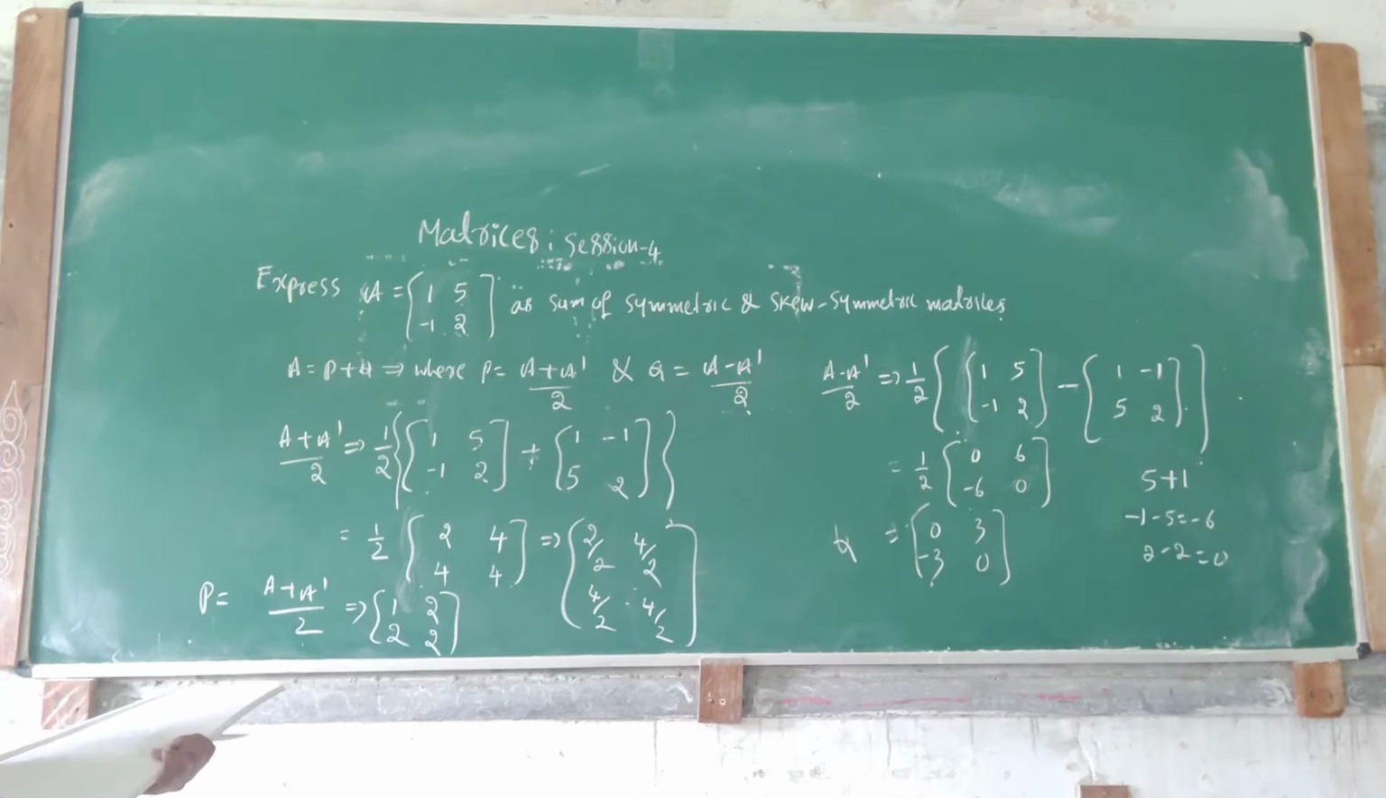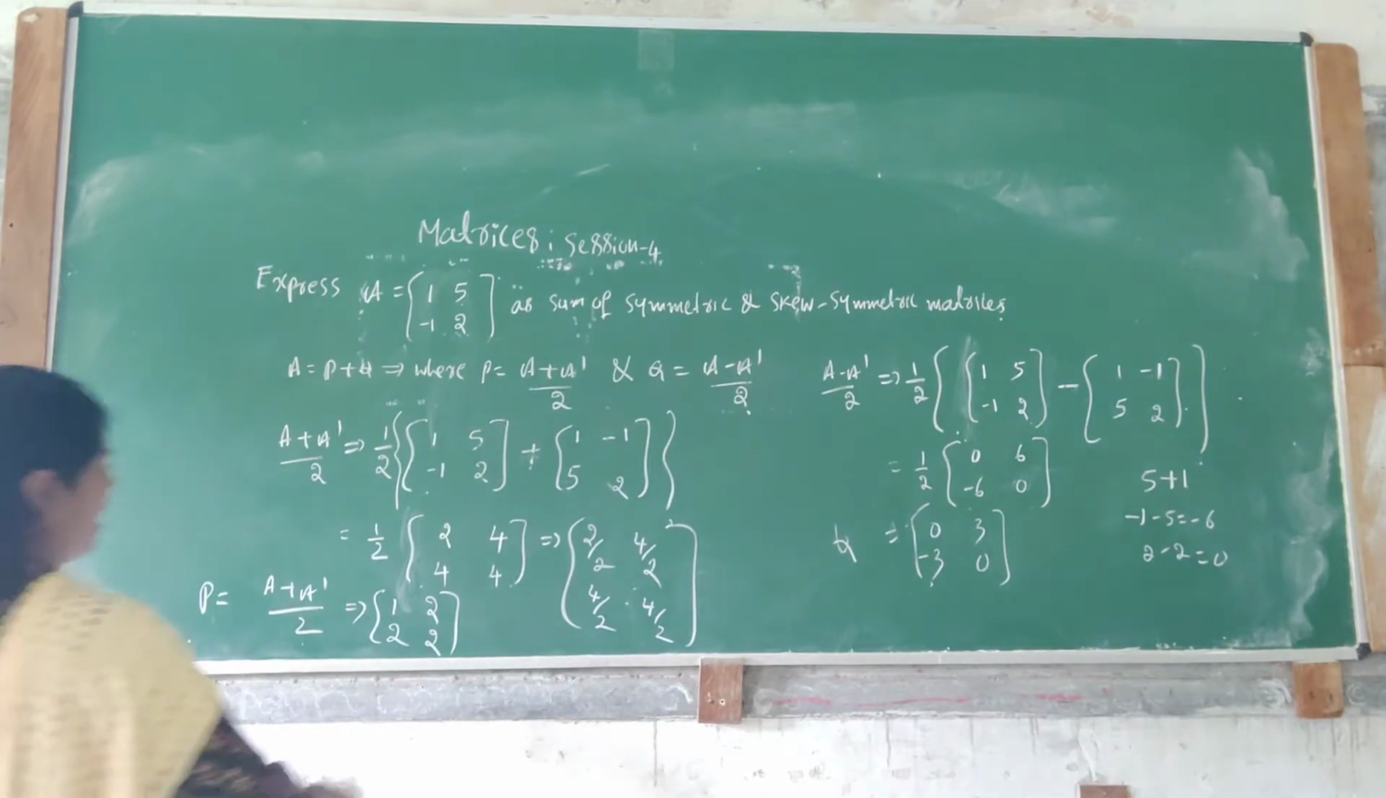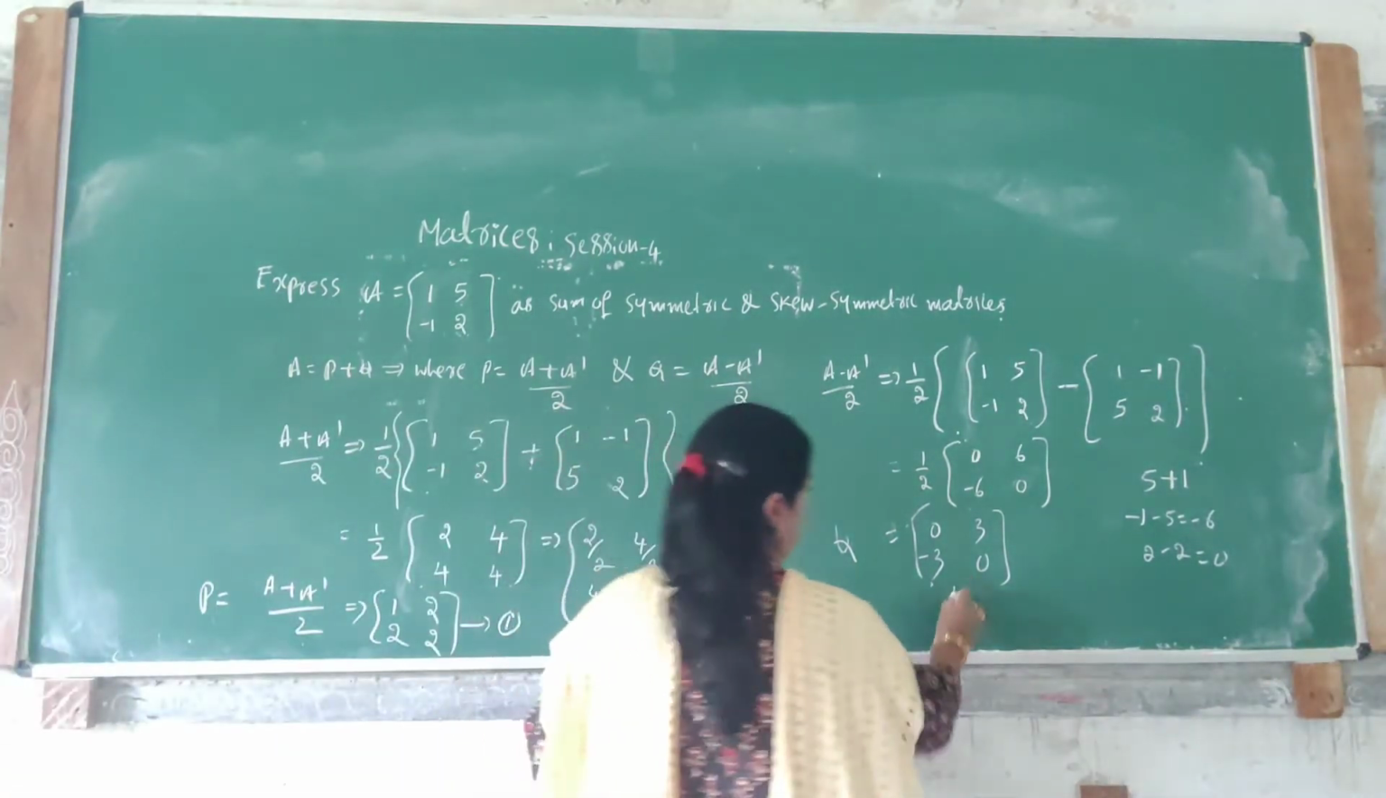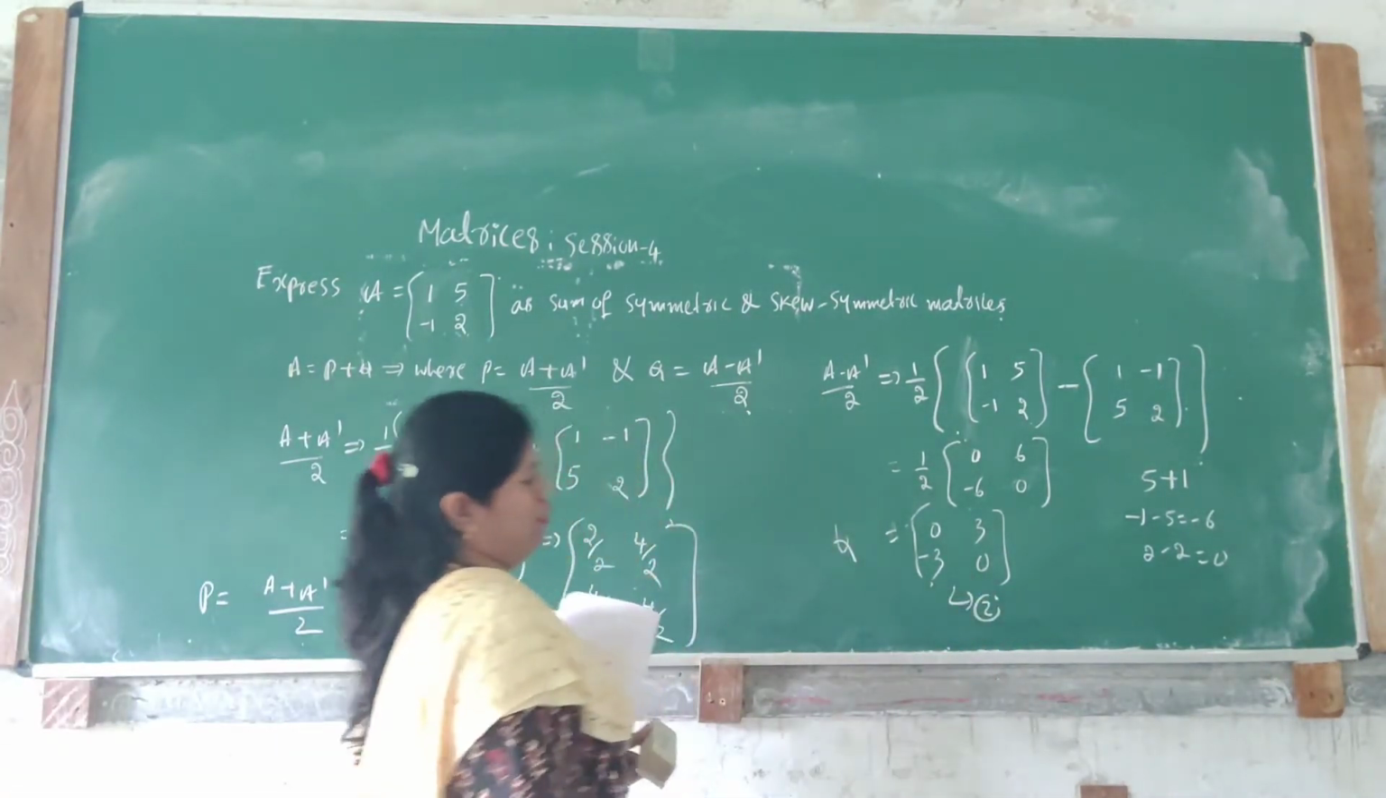What is the Q value? [0, 3; minus 3, 0]. We add these elements, okay? We'll add P and Q. What is P? [1, 2; 2, 2]. Q is [0, 3; minus 3, 0]. We have to add these, call them equation 1 and equation 2, okay?